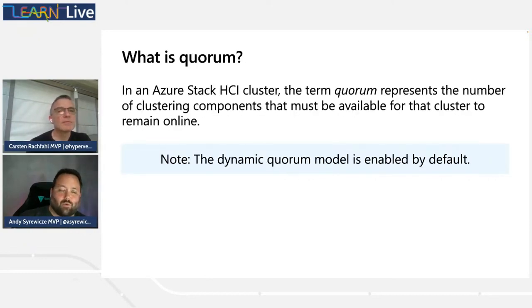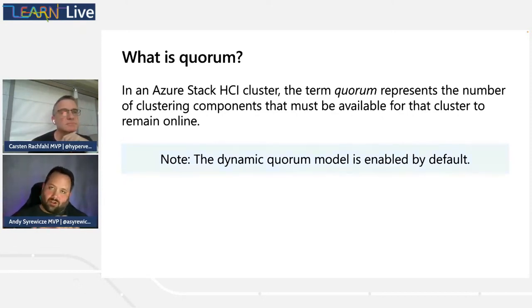And then the final thing that we wanted to cover as part of the introduction to Azure Stack HCI is the concept of quorum. So quorum basically represents the number of components inside of a cluster that have to be available for the cluster to be online. And really the core thing to keep in mind with quorum is, I always explain it in terms of a two-node cluster. So I've got two nodes inside of a cluster. They're working together to host virtual machines.